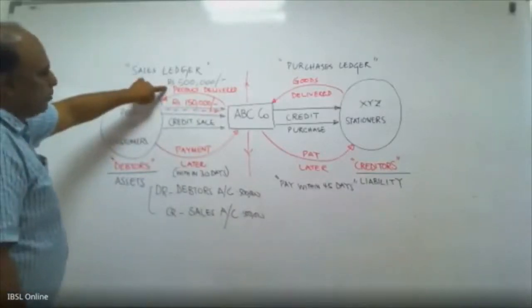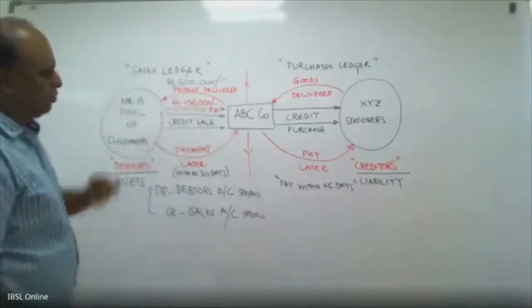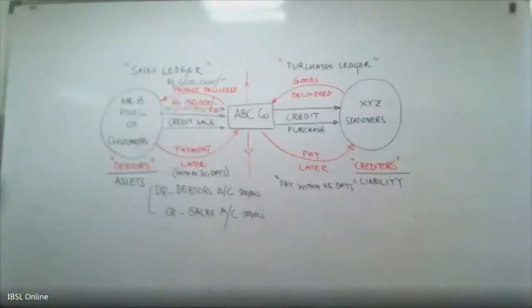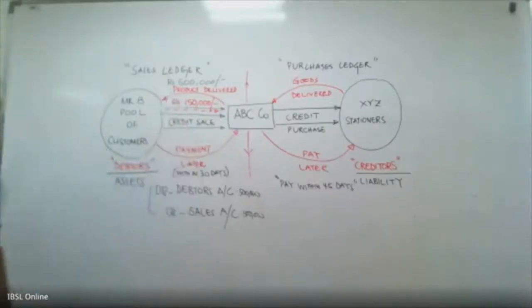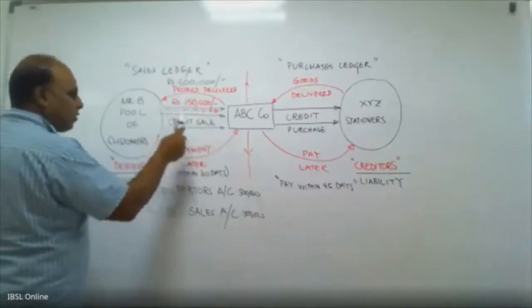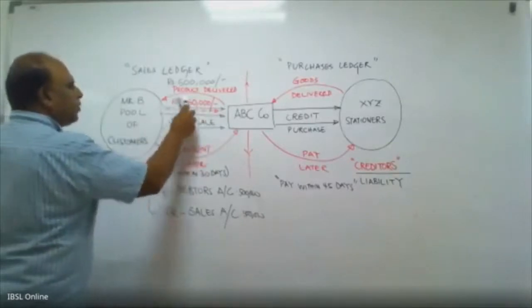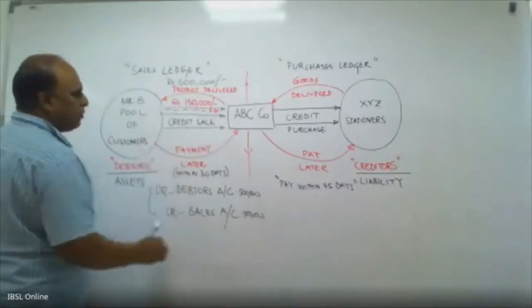He initially bought goods for 500,000, but now he is returning 150,000. So when the customer returns it, similar to the sales day book, you will enter it in the sales return day book, or the return inwards day book. What will you record? The quantity that was returned, cost per unit, and the total will be 150,000. Let's say that was the only return during the month.